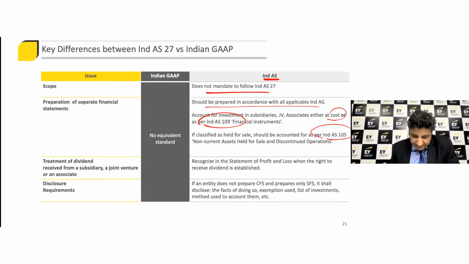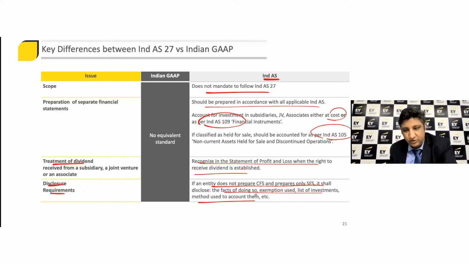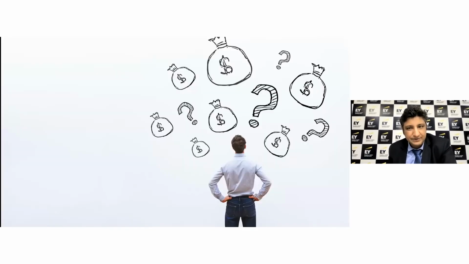As far as the dividend is concerned, as we discussed, when the right to receive the dividend is established, that's where you start treating the dividend as an income. And finally, the disclosure requirements are more to do with Ind AS 112 again. So in case an entity does not prepare consolidated but only separate financial statements, then all those relevant disclosures need to be also provided.